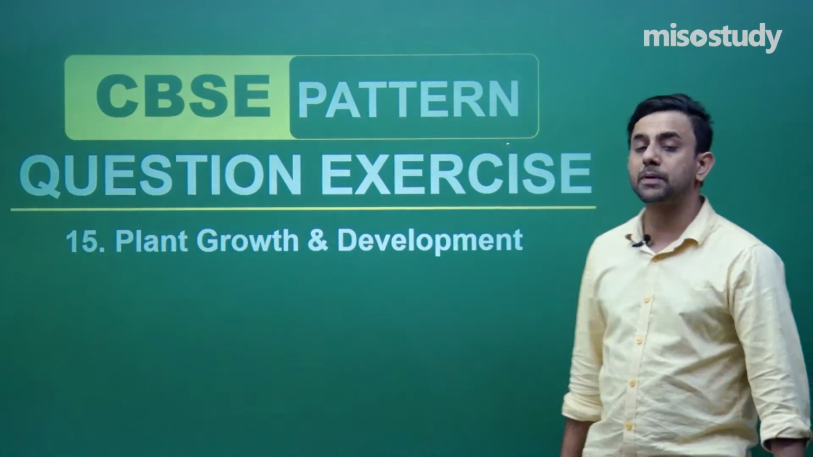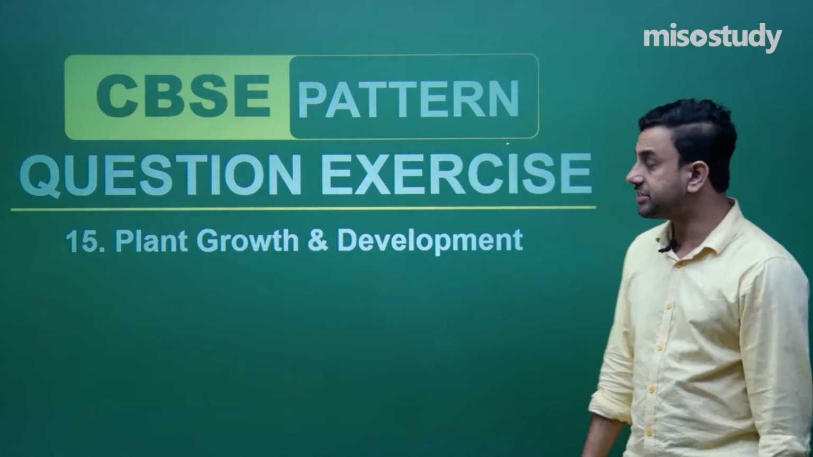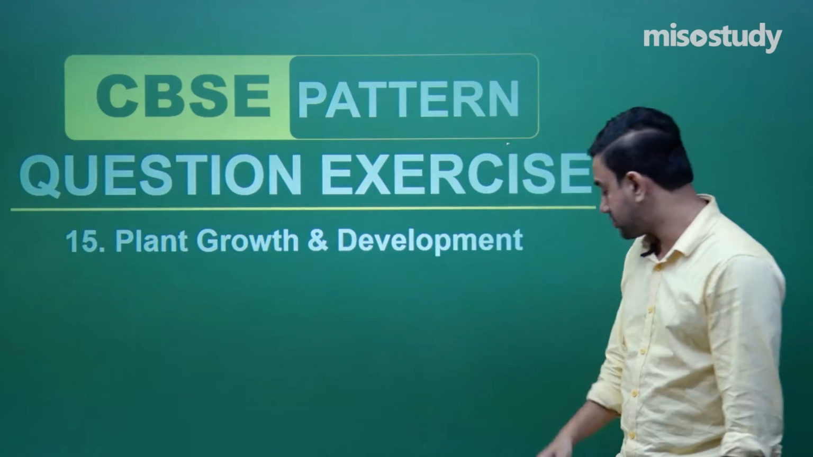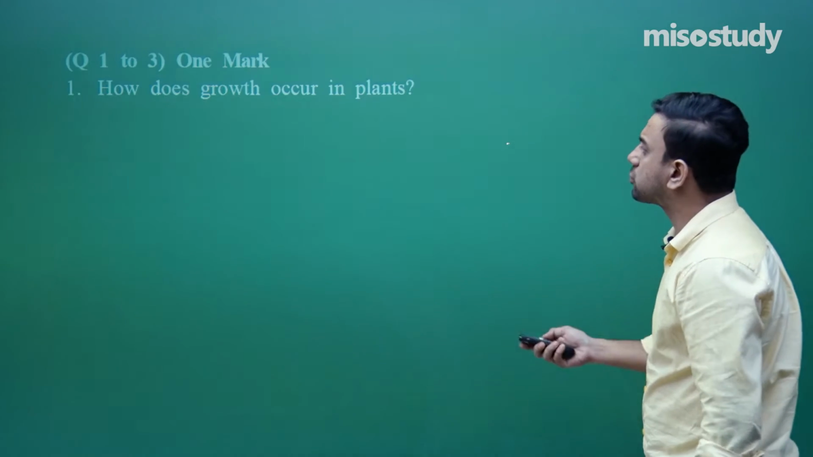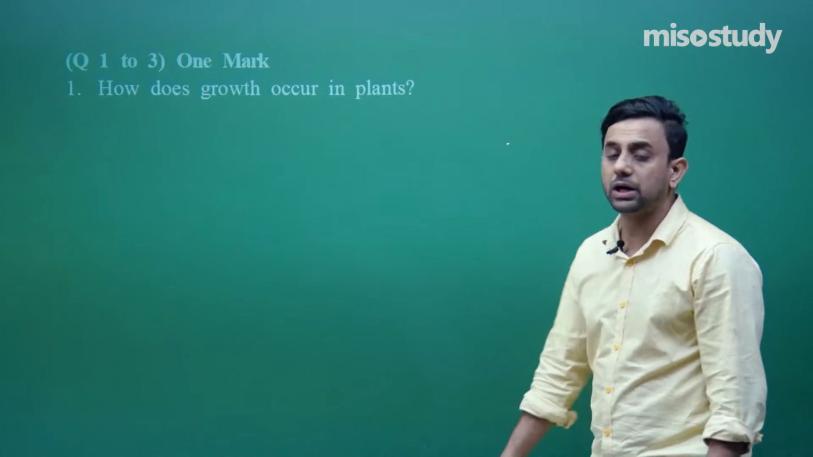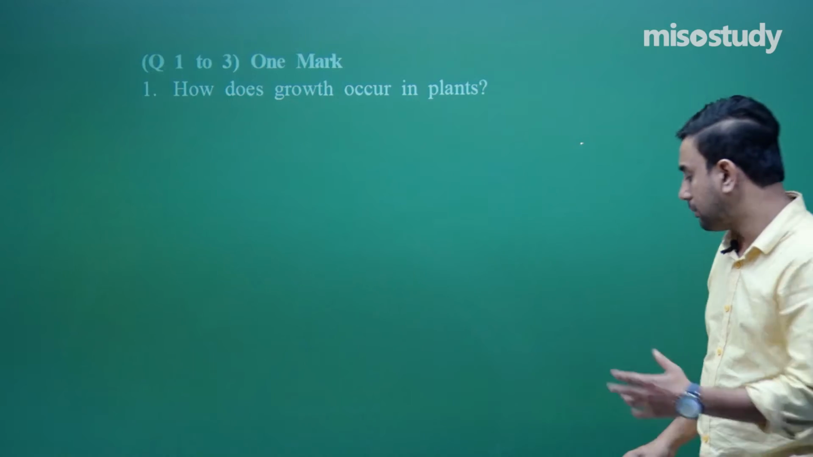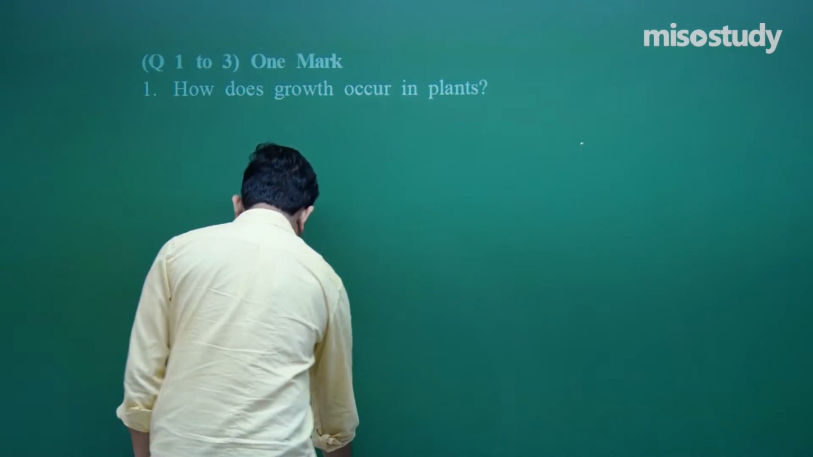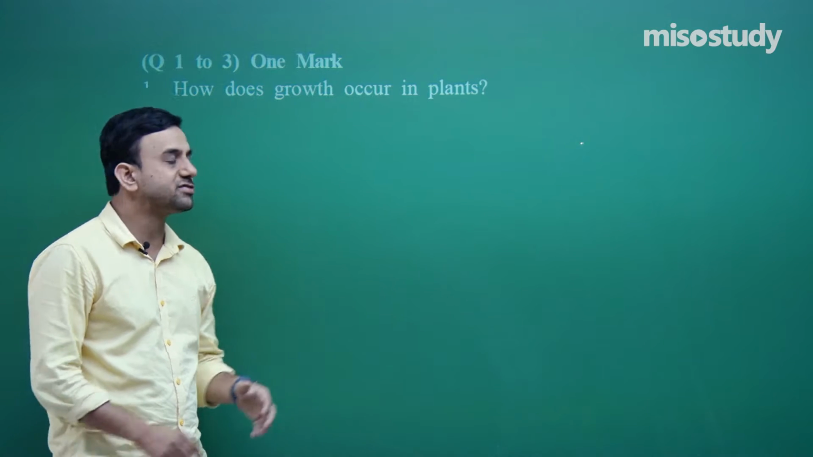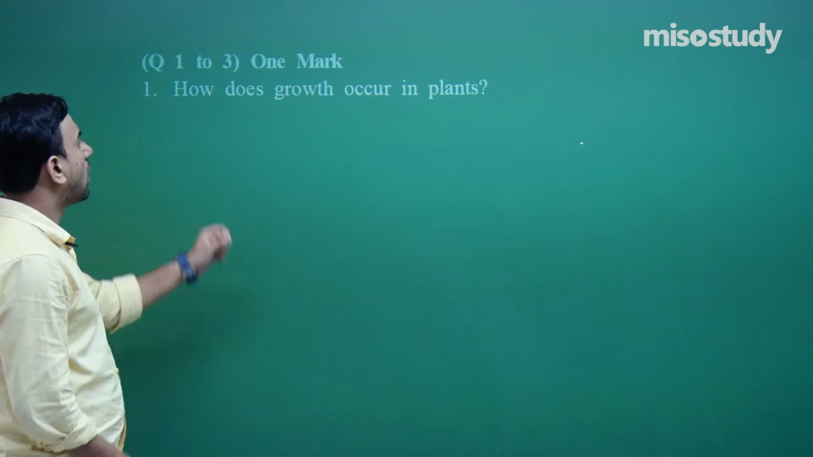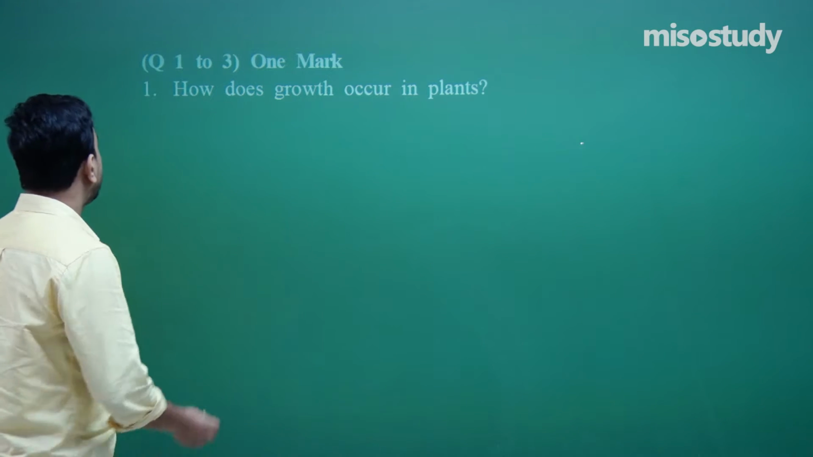We are doing the chapter Plant Growth and Development, the CBSE questions on this chapter, right? So we will start with the first question: how does growth occur in plants? All these are one markers and will help you, we have to be very short and precise for this, right? So how does growth occur in the plants?